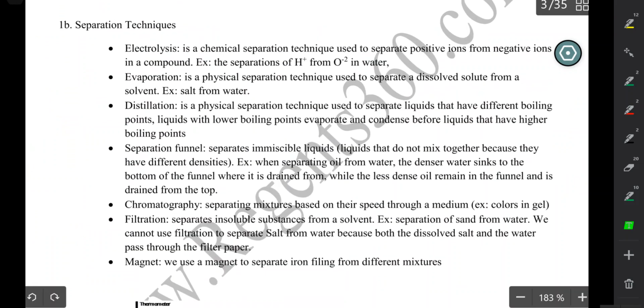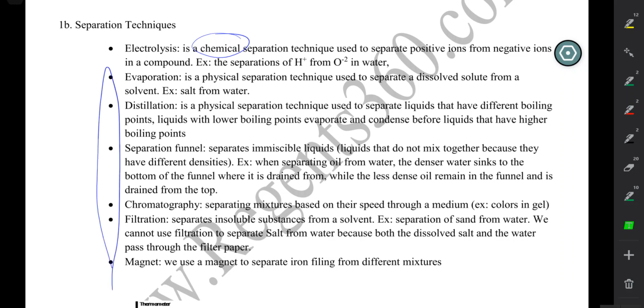Alright, so there are two different types of separation techniques. There's one chemical separation technique, and there are a bunch of physical separation techniques. Okay, electrolysis.